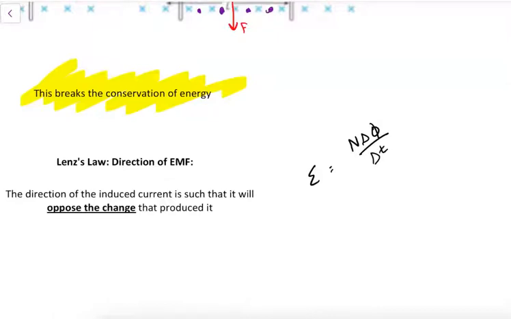Well, where does Lenz's law come in? Where do we see that? And we see that in front of this. There's a negative here. So that negative is telling us that it has to oppose that change. So it's not going to produce an EMF that is in the same direction of the change in flux. So there must be an opposing flux that is created from the induced EMF.